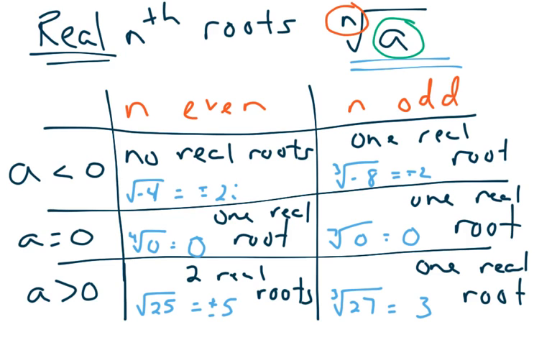Okay, so those are our 6 possible outcomes. Either no real roots, one real root, or 2 real roots. It really depends on the number underneath and whether it's an even or odd root.